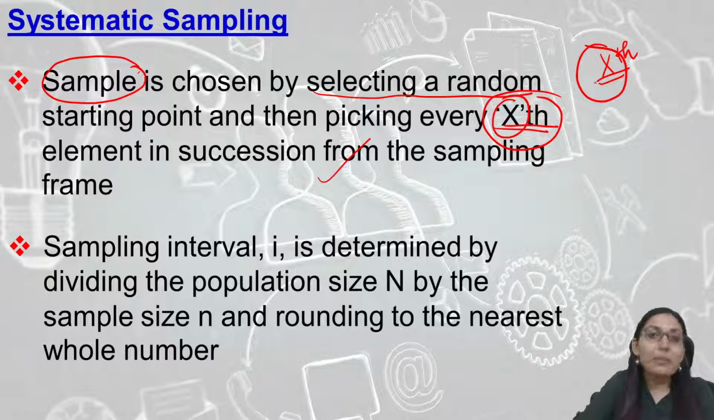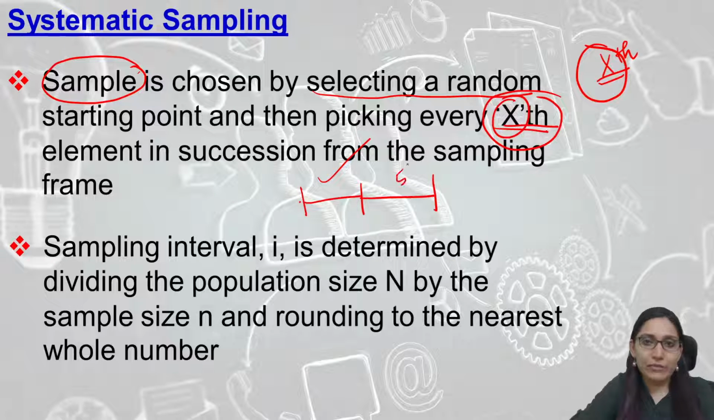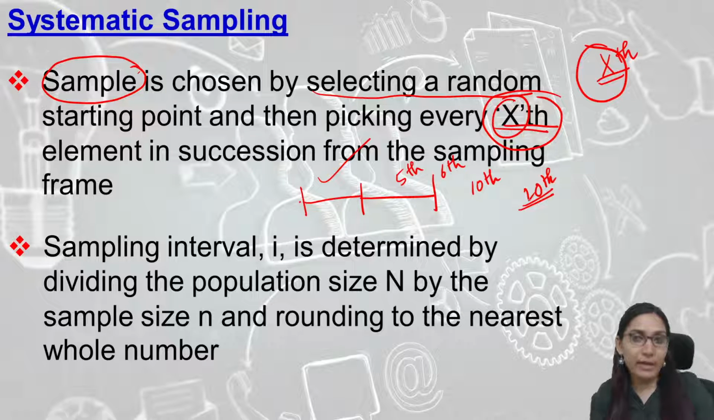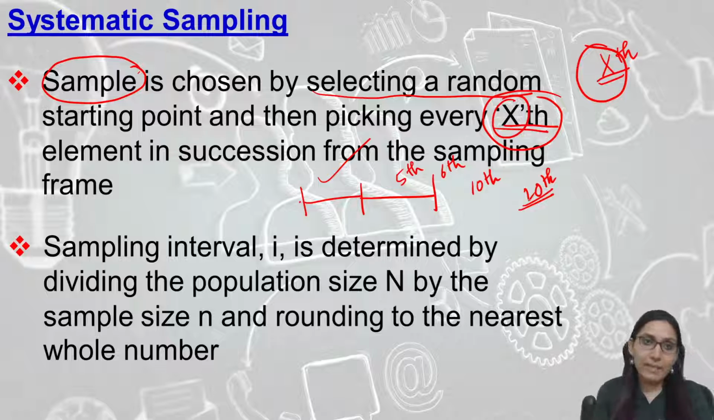Now the sample is chosen by selecting a random starting point. A random starting point will be chosen, and then every xth element, maybe the 5th, x can be 5, it can be 6th, it can be 10th, it can be 20th. According to the sample size, every xth element will be picked up. That is the sampling interval.